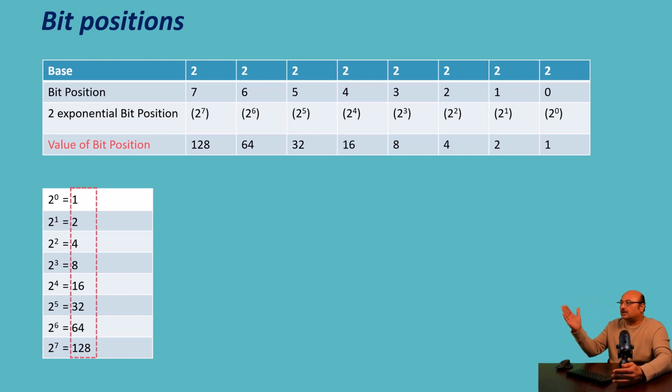On the rightmost part, you see the base position: position 0 gives 2 to the power 0 and the corresponding value 1. Then bit position 1 is 2 raised to the power 1, and underneath that, 2. Bit position 2 is 2 raised to the power 2 and the corresponding value 4, and so on.